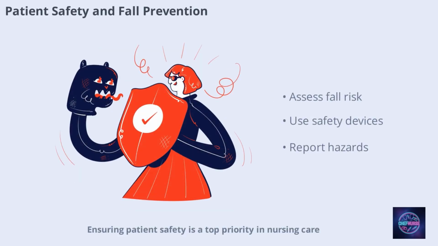Ensuring patient safety is a top priority in nursing care. The NCLEX tests your knowledge of fall prevention strategies, such as keeping the bed in a low position, using non-slip socks, and ensuring call lights are within reach. Assessing a patient's risk for falls and implementing appropriate interventions can prevent injuries and improve outcomes. Always report hazards and follow facility protocols to maintain a safe environment.